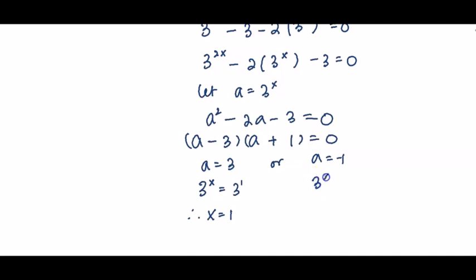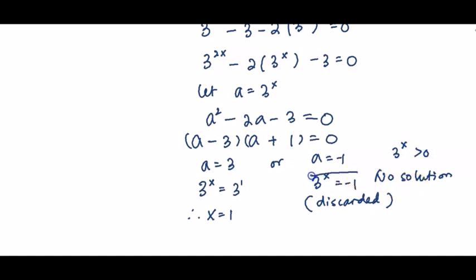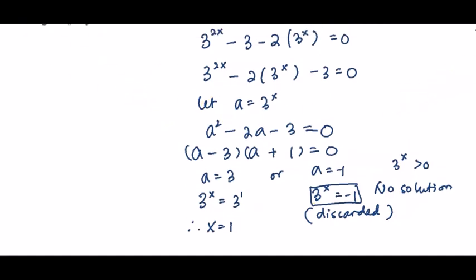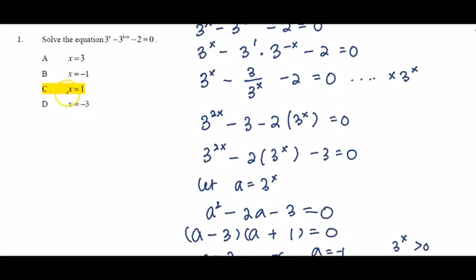For the second equation, you got 3 power of x equals to negative 1, and we just discard this solution. There's no solution here, because 3 power of x is an exponential function and it wouldn't be equal to negative 1. It's always positive. So this equation has no solution. We only accept one answer, that is x equals to 1. So you scroll back to the choices that we have, and it is C that we accept.